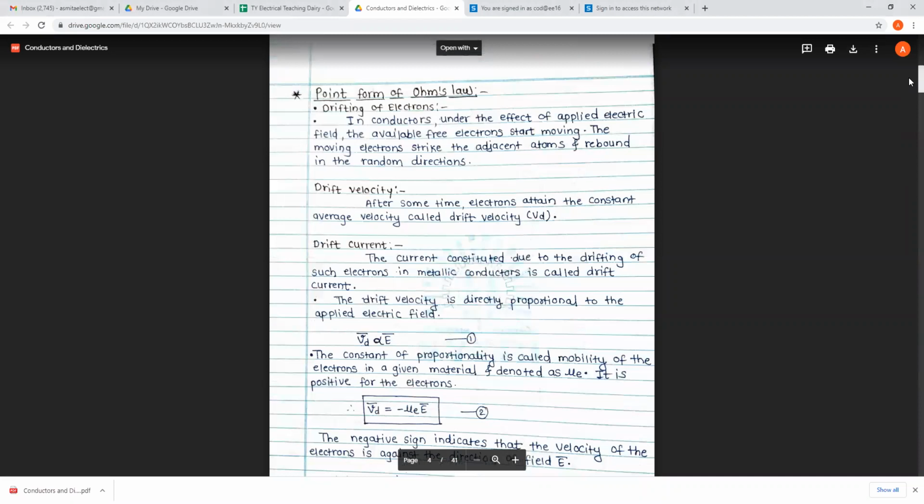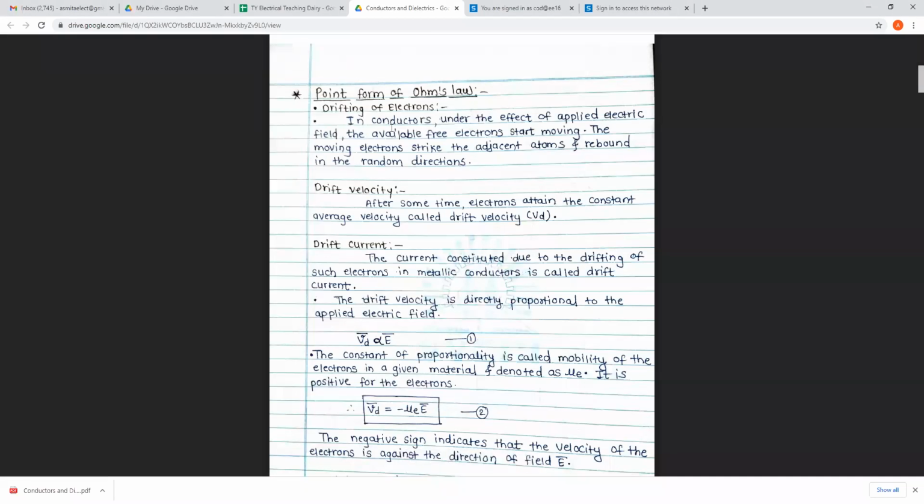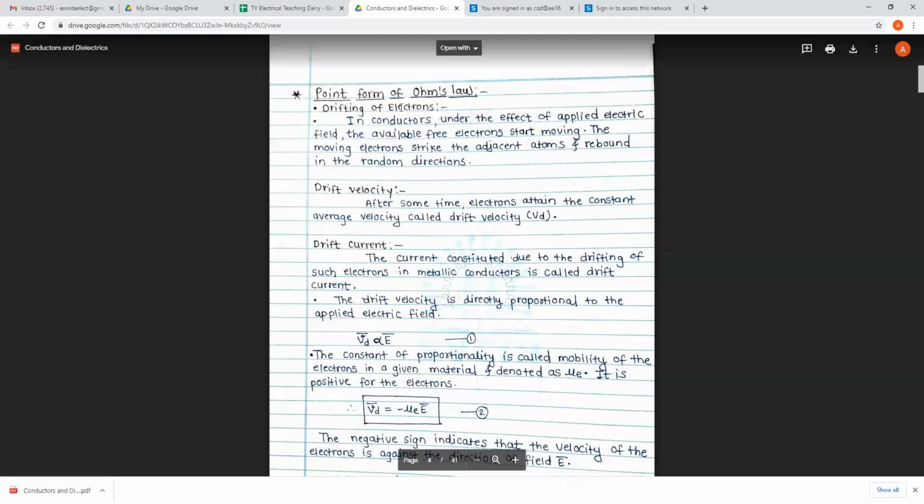Then the next point is the point form of Ohm's law. There are some points, such as what is meant by the drifting of electrons. I already told you.